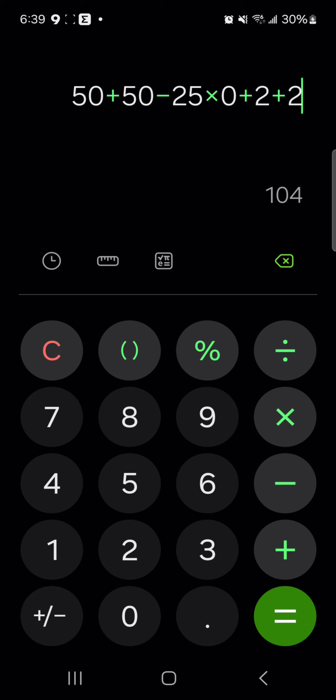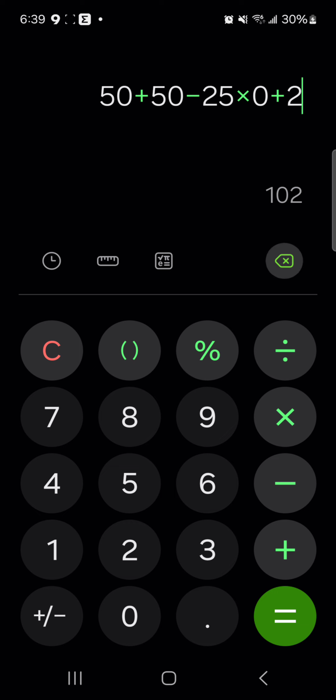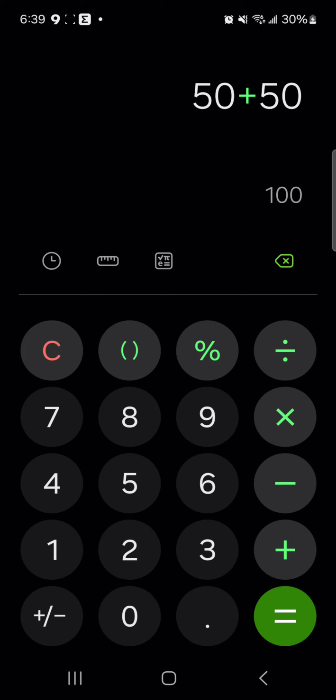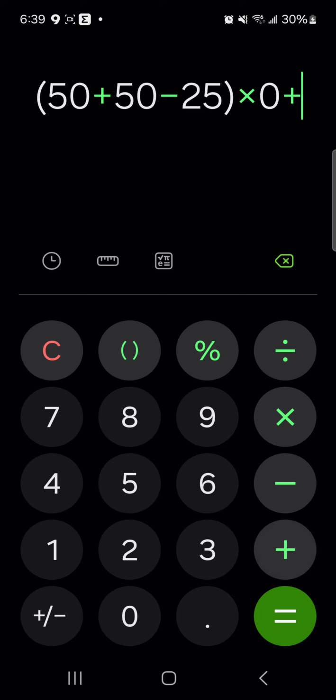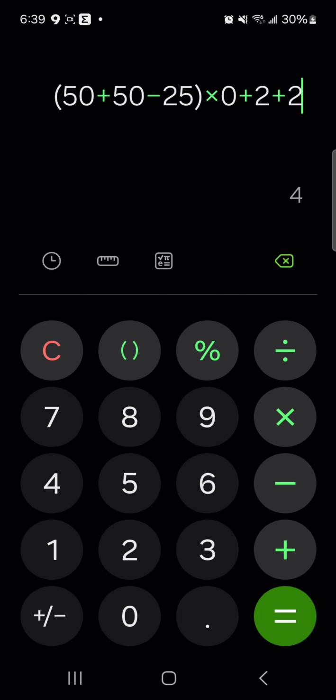Now again, this problem, I'll see people answer 4. And there's no way you get 4 on this. This is another one of these examples where to get 4, you would have to have parentheses that don't exist in the problem. If I go 50 plus 50 minus 25, and now I put a closing parenthesis around that, multiply it by 0, add 2, guess what? Now you get 4.